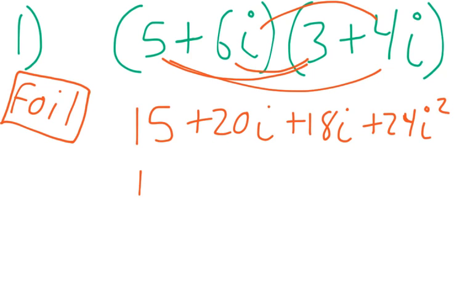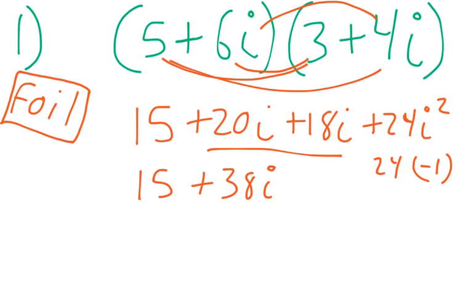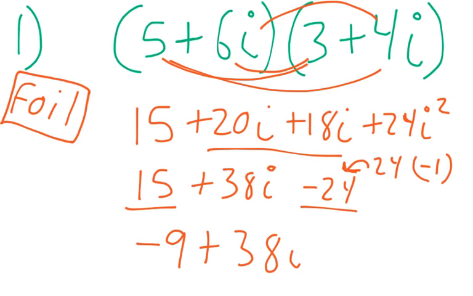Okay, easy part. This is 15. This becomes 38 i's, because you have 20 plus 18. And this, though, because i squared is negative 1, this becomes minus 24. Okay? So if you have an i squared again, make that negative 1. So what I have then for my answer is 15 minus 24, so negative 9 plus 38i.